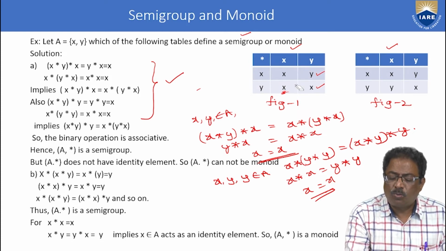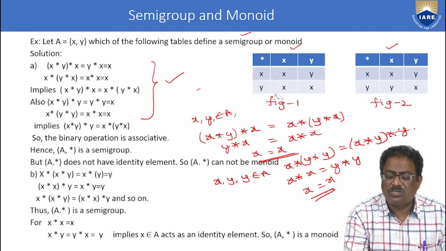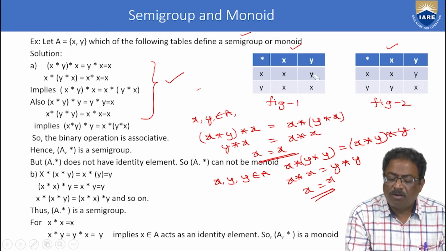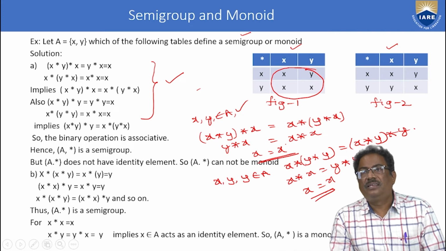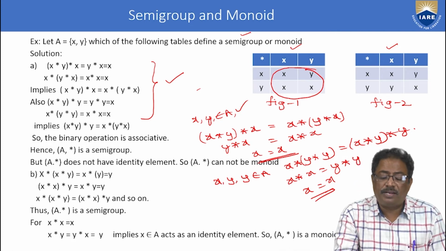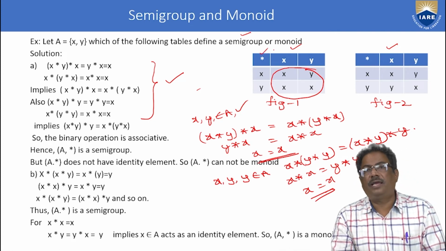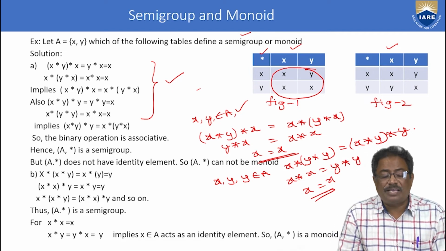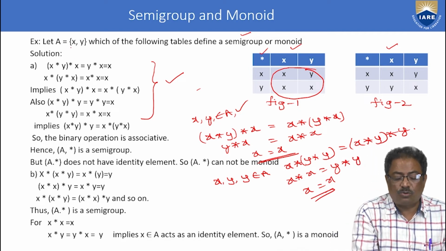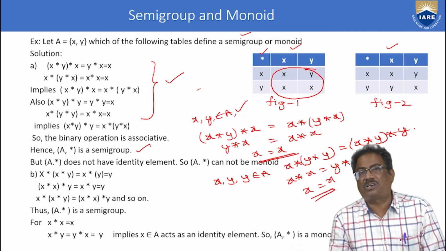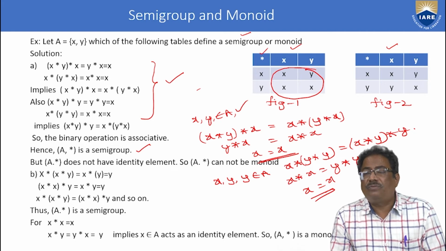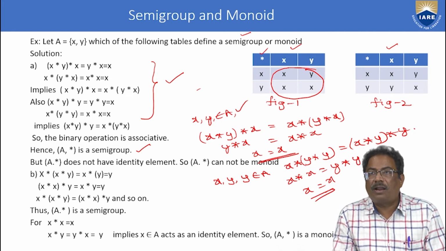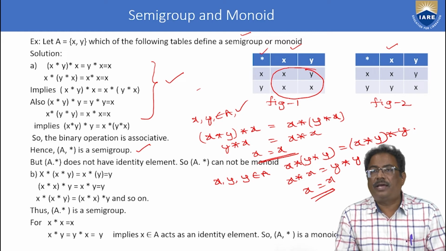So here, whatever the binary operation, any two elements I am considering are all members of the set A. So automatically the binary operation is closed. So we can say that the given set together with the binary operation star is a semigroup. Now we have to verify whether it is a monoid or not.